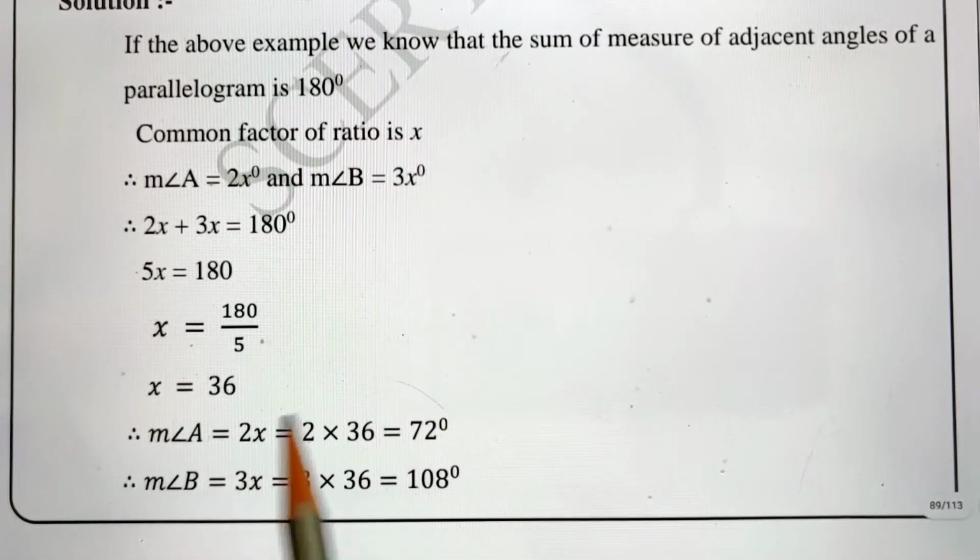तो 5x is equal to 180 degrees. So x is 36. Now A is 2x degrees, therefore it is 72, and B is 3x degrees, therefore 108 degrees. So in this way we can solve the sums on geometric figures.